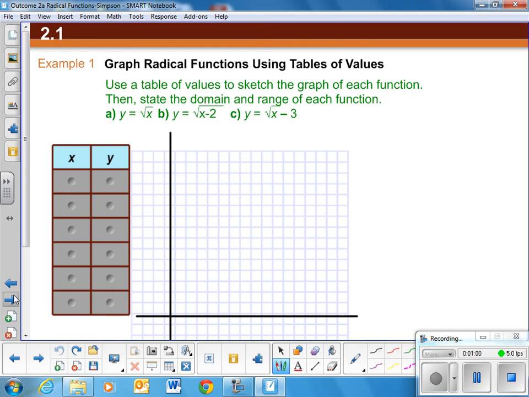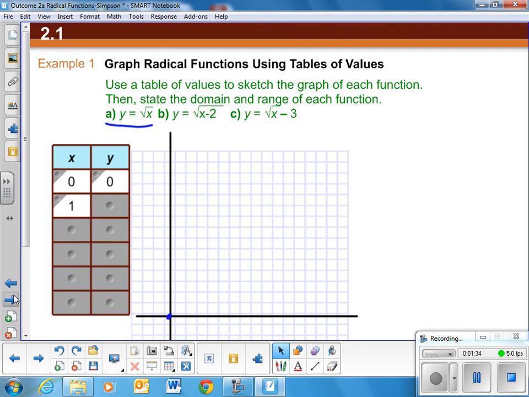actually looks like. So we're going to start by graphing y equals root x. To do that, we can pick values for x to substitute in. We want to be careful when we're picking values so that we can actually take the square root of them. So that means that we can't have anything that's a negative, because we can't take the square root of a negative number. So if I put in 0, the square root of 0 is 0. And so the first point on my graph is the point 0, 0.